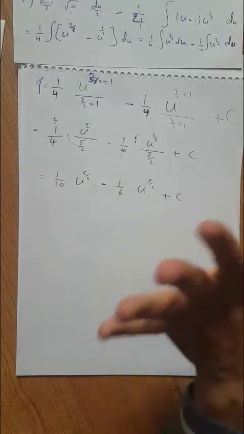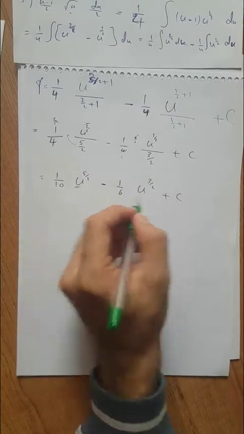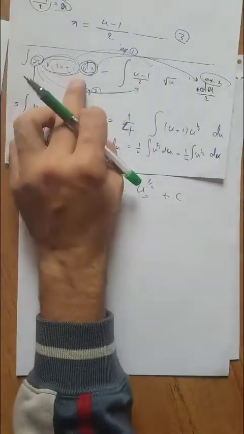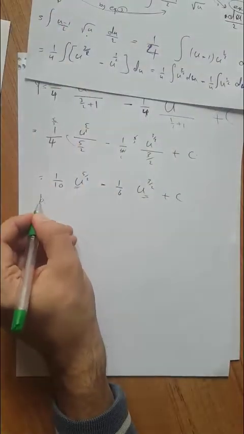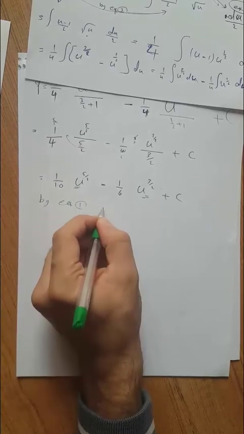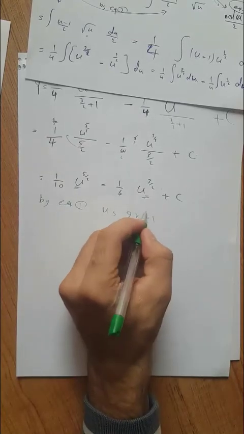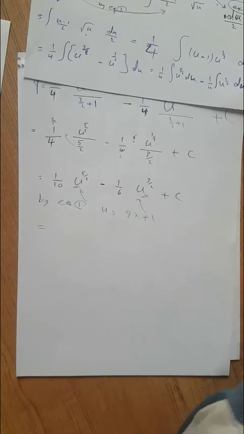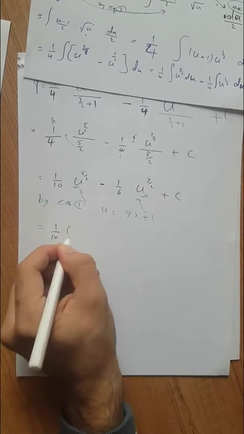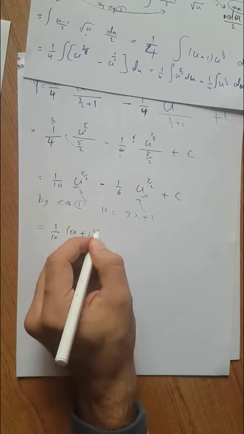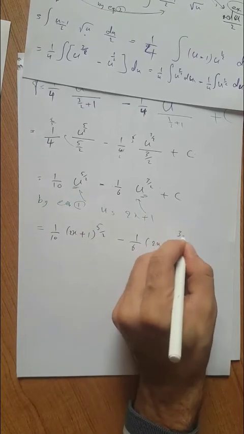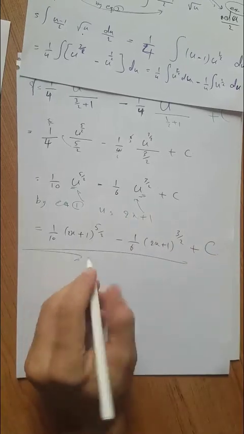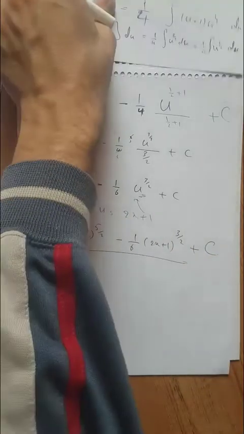Now you finished, but do not forget we were given x before, it was x. So just use equation 1 to substitute. u is equal to what? 2x plus 1. Now just put the u here. So you will get what? 1 over 10 times (2x plus 1) to the power 5 over 2, minus 1 over 6 times (2x plus 1) to the power 3 over 2, plus c. That's all. Okay, dear? That's all that we have.